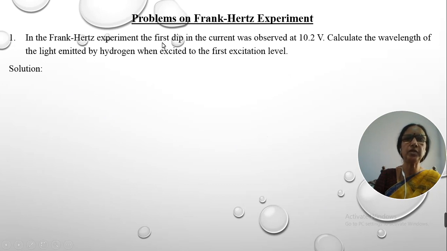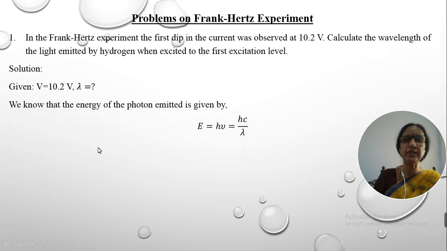In Franck-Hertz experiment, the first dip in the current was observed at 10.2 volts. Calculate the wavelength of light emitted by hydrogen when excited to the first excitation level. In solving the problems on Franck-Hertz experiment, the only formula we have is E is equal to h nu. So whatever is required to calculate, in that way you can convert this equation. If wavelength is asked, we have to convert that because nu is equal to c by lambda.